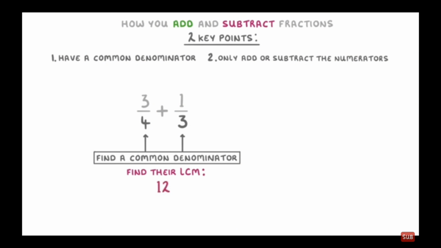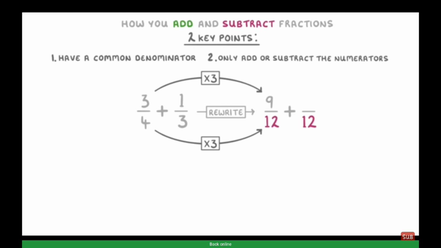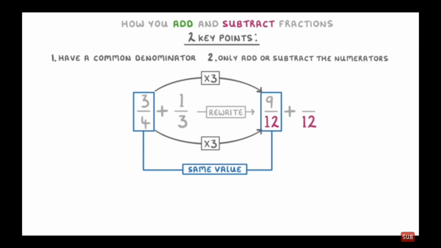Now that we have the LCM, we can rewrite the equation, but with both of our denominators as the number 12. Then, because we've changed the denominators of our fractions, we're going to have to figure out what the new numerators will be. To get from 4 to 12, we've effectively multiplied it by 3. So we're also going to have to multiply the numerator of 3 by 3 as well, to get 9. This means that we've changed the 3/4 into 9/12. But that's absolutely fine, because they're both exactly the same value. 3/4 is just a more simplified version.